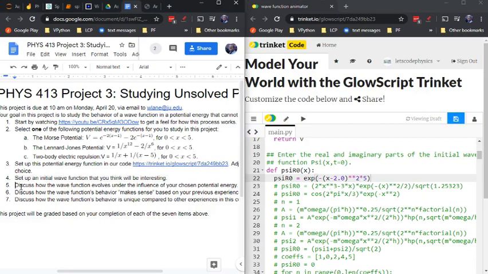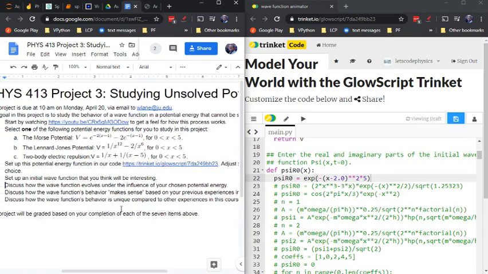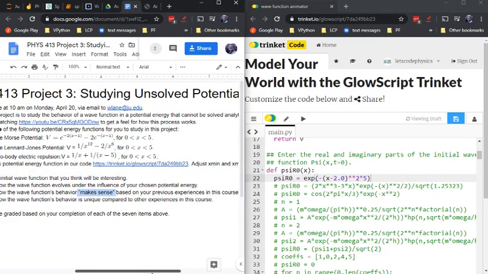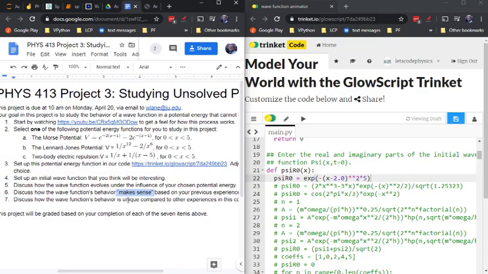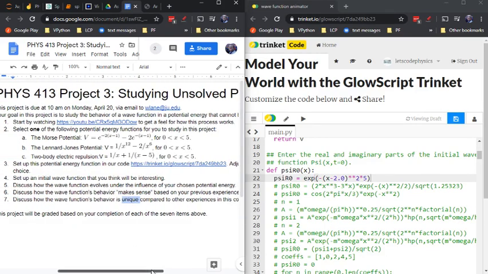And then I'm just asking you to discuss a few things. Discuss how the wave function evolves under the influence of this potential energy. Discuss how the wave function behavior makes sense based on your experiences. And I have makes sense in quotation marks because, as we said on the first day, quantum mechanics doesn't make sense to people. But how does it match up with your previous experiences of how wave functions behave? And discuss how it's unique compared to other experiences in this course.